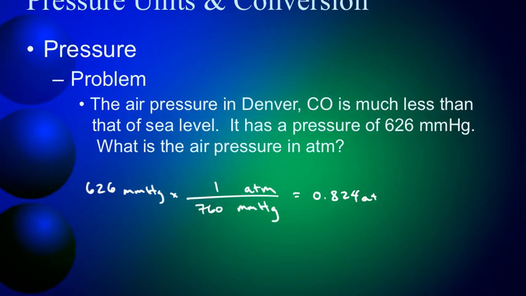So this is 0.824 atmospheres, which I think is a really convenient way of looking at it, right? If you're standing at sea level, the pressure is 1 atmosphere. If you're standing in Denver, Colorado, which is roughly 1 mile above sea level, the pressure is 0.824 atmospheres. So you can see it's dropped 17.6% compared to sea level. So atmospheres are kind of a useful unit in that regard.